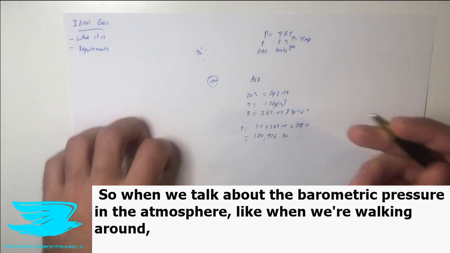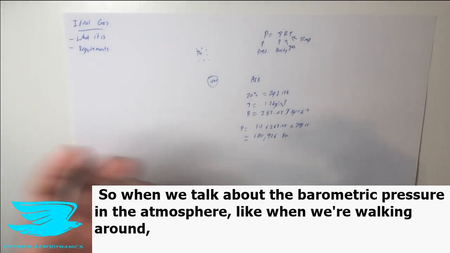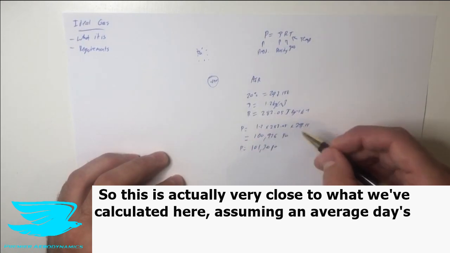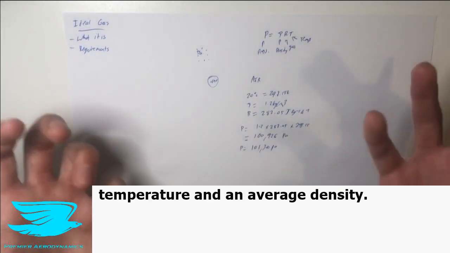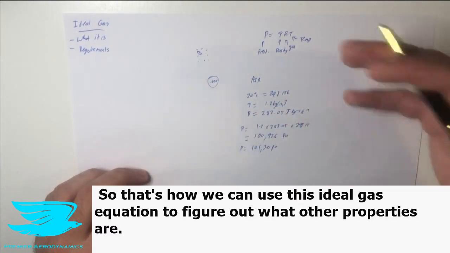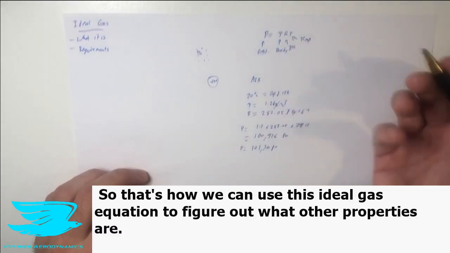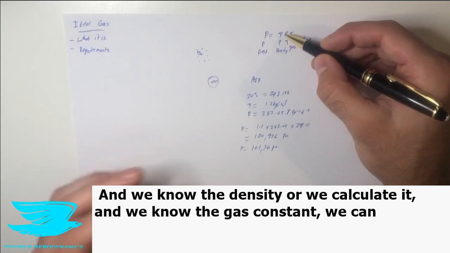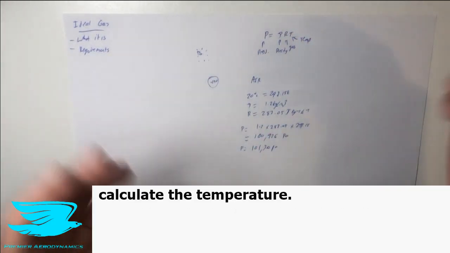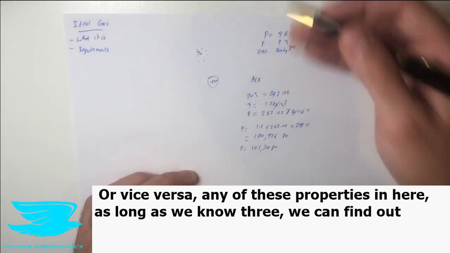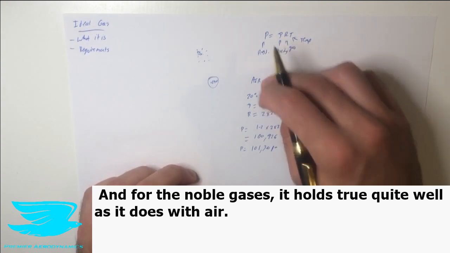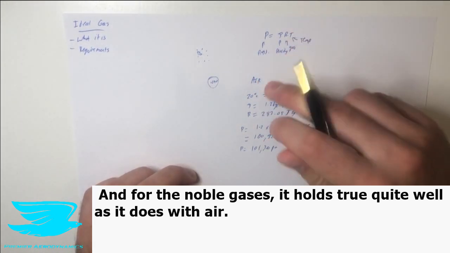When we talk about the barometric pressure in the atmosphere, like when we're walking around, we often assume that the pressure equals 101,300 pascals. So this is actually very close to what we've calculated here, assuming an average day's temperature and an average density. That's how we can use this ideal gas equation to figure out what other properties are. Or if, for example, we measure the barometric pressure, and we know the density, or we calculate it and we know the gas constant, we can calculate temperature, or vice versa. Any of these properties in here, as long as we know three, we can find out the other one. And this is what the ideal gas is. For the noble gases, it holds true very well, as it does with air.